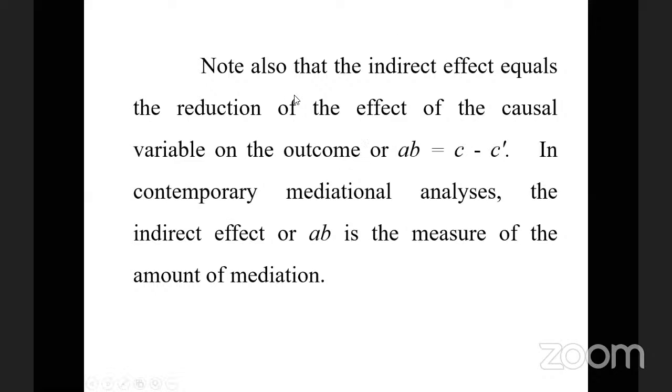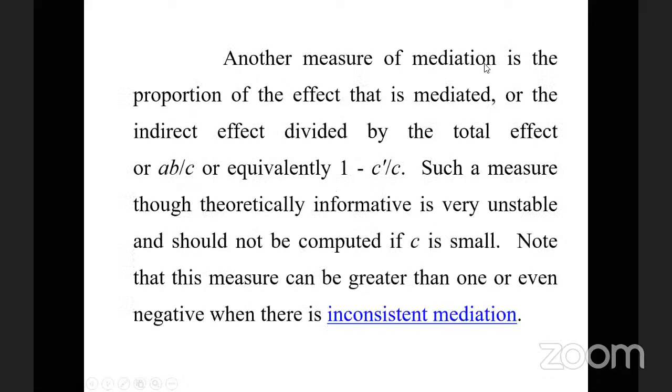Another measure of mediation is the proportion of the effect that is mediated, or the indirect effect divided by the total effect. Through this we can find the total effect, AB by C or 1 minus C dash by C. Such a measure, though theoretically informative, is very unstable and should not be computed if C is small.